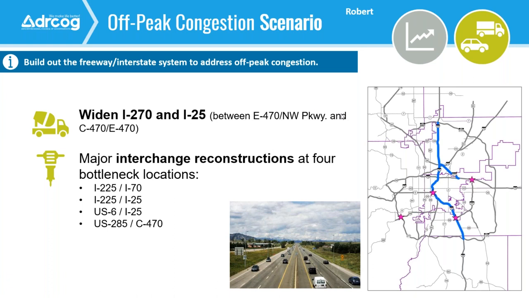So the first one we're looking at was the concept of the off-peak congestion scenario. We took a stab at evaluating which are the most congested corridors or freeways during the off-peak hours. So we expect congestion during the peak pretty much no matter what. And we landed on what if we widened, with one extra general purpose lane in each direction, all of I-25 from E-470 to C-470, along with 270, and then did some pretty major interchange reconstructions at four really significant bottleneck locations in the region. In terms of scale, this is relatively small in terms of infrastructure compared to some of the other ones. That said, this is obviously a major construction project.